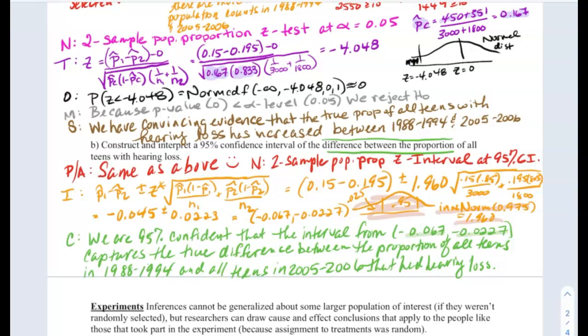So we're incredibly close, and we can see that with the confidence interval. In the next one, we'll do the same write-up with an experiment.